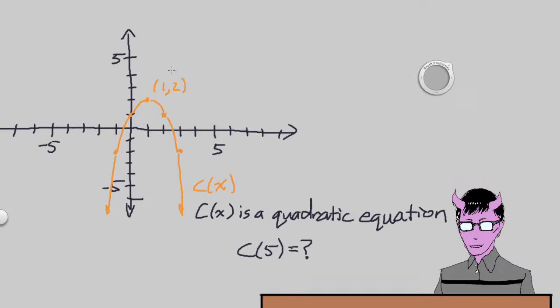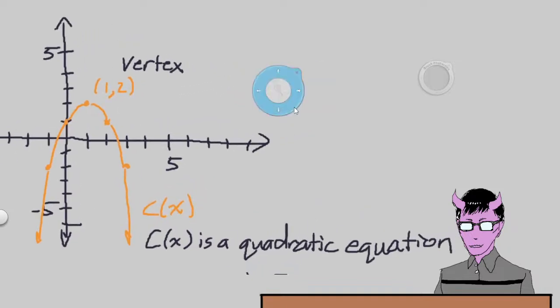So this is the classic vertex. We can take those values: when x is 1, the y value is 2. So we can use that to populate our skeletal equation for c of x.